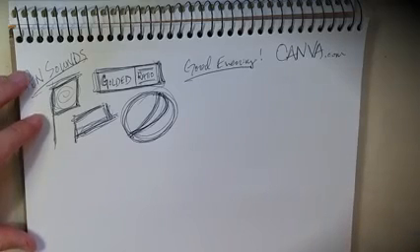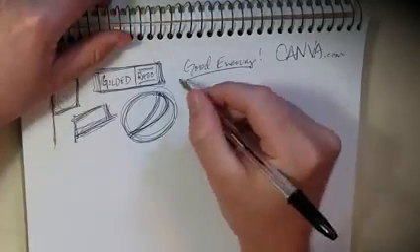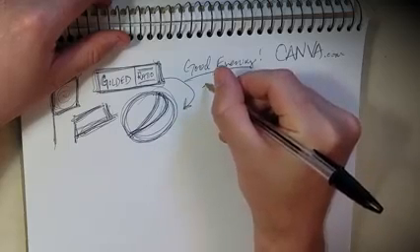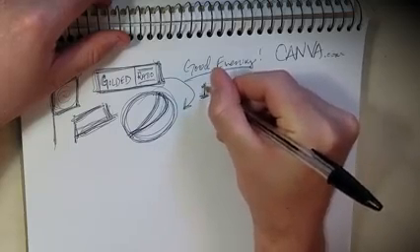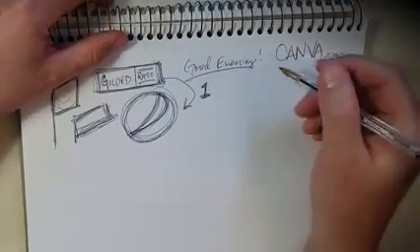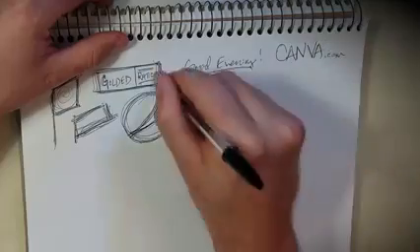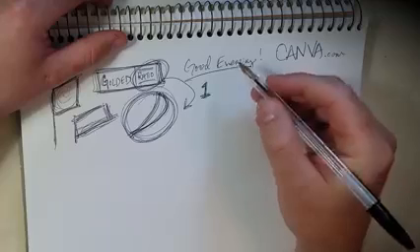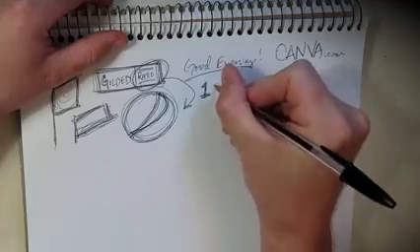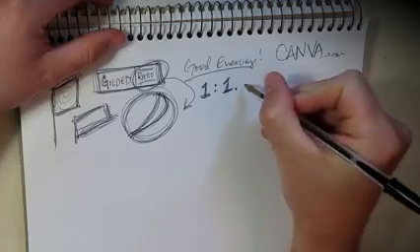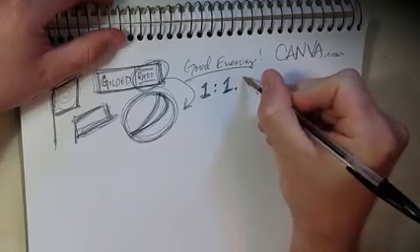And the entire concept of the golden ratio is that it is obviously a ratio. So the ratio is 1 to 1.6.